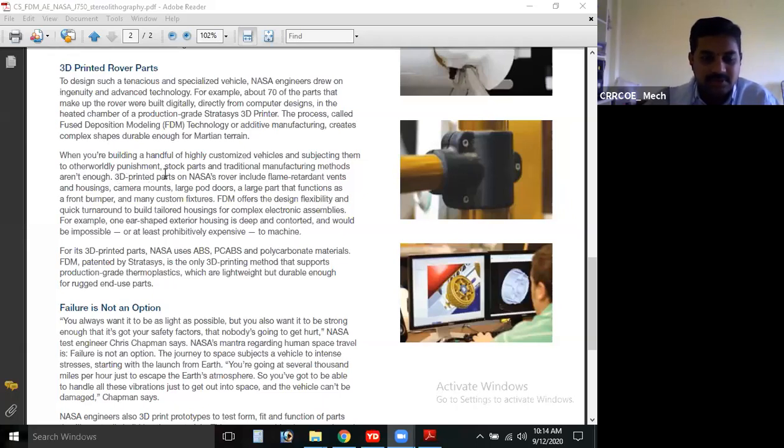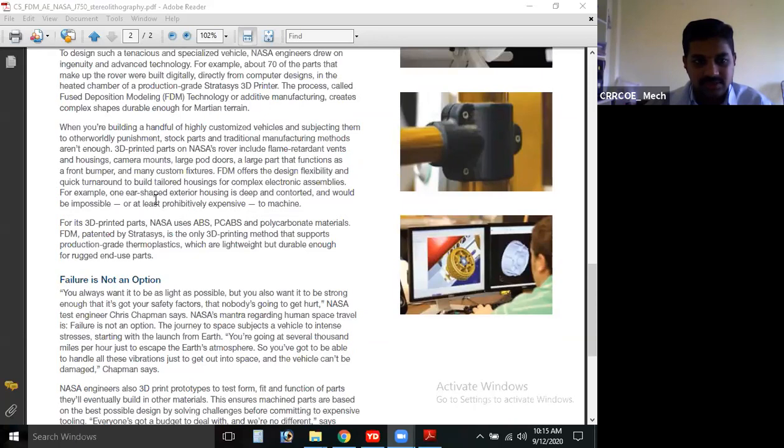3D printed parts. Previously, when they followed traditional manufacturing methods, this technology was not used. In the 80s itself it was developed, but it came into real-time industrial applications only in the 2000s. Companies have implemented these techniques in their manufacturing area starting from the 2000s only.